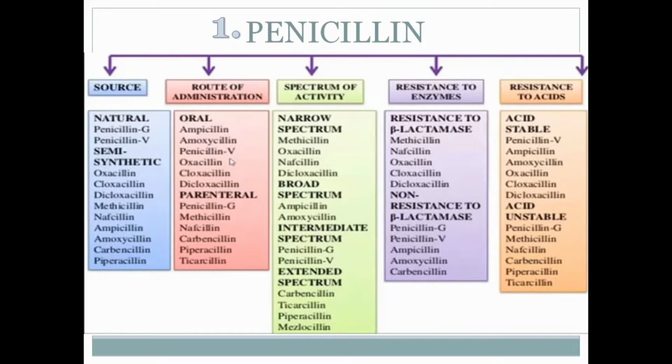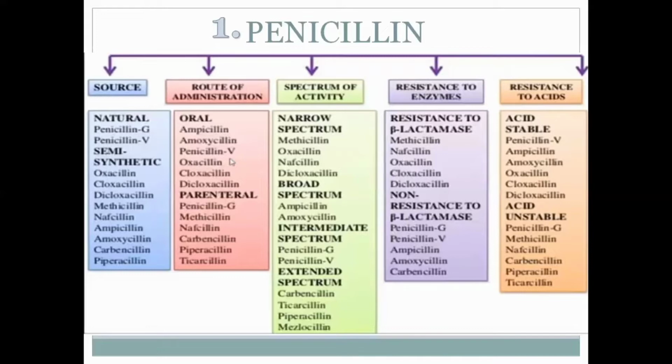According to the route, we have the oral and the parenteral. The oral include ampicillin, amoxicillin, penicillin V, oxacillin, cloxacillin, and dicloxacillin. Parenteral include penicillin G, methicillin, nafcillin, carbenicillin, piperacillin, and dicloxacillin. So those are according to the route.